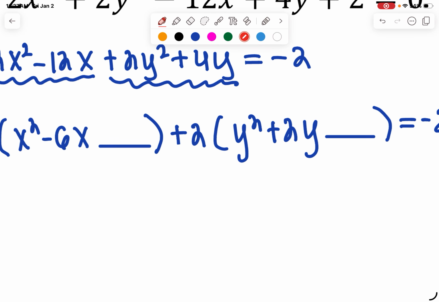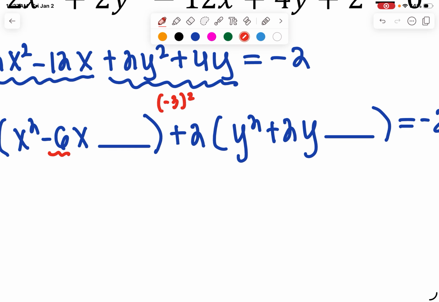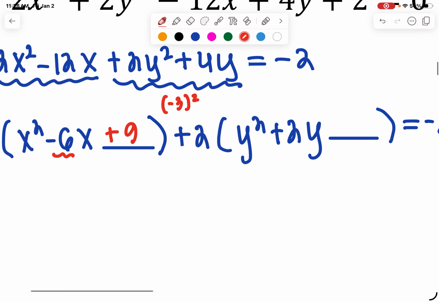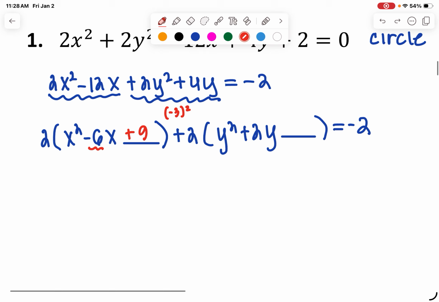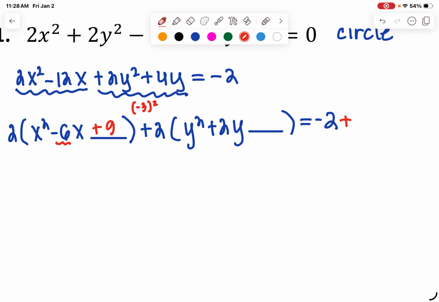So we are going to look at the b value. We're going to take half of it, which is negative 3, and we are going to square it. Negative 3 squared is a positive 9. All right, so now I just messed with this equation. I just threw a 9 on the left-hand side. But by throwing a 9 there, I didn't actually just put 9 on that side. I put 2 times 9, which is 18 on this side. So I have to balance my equation by adding 18 to this side also.